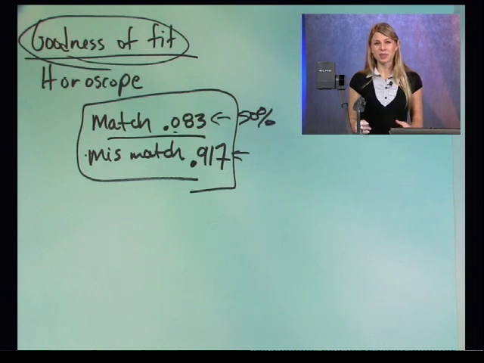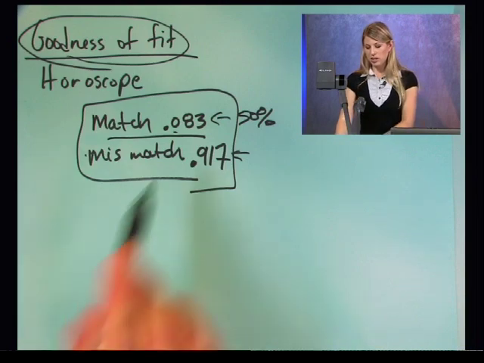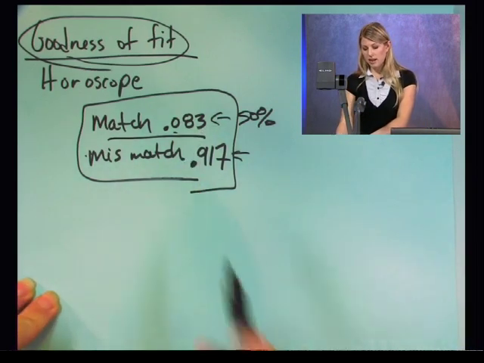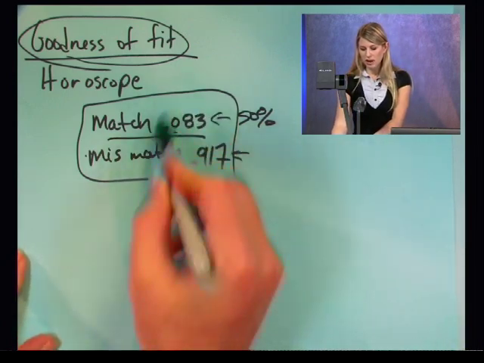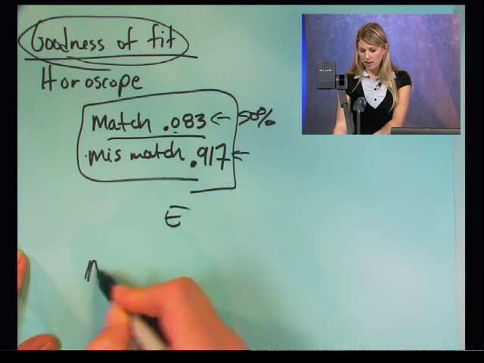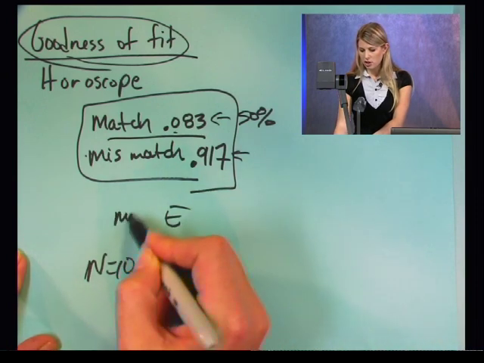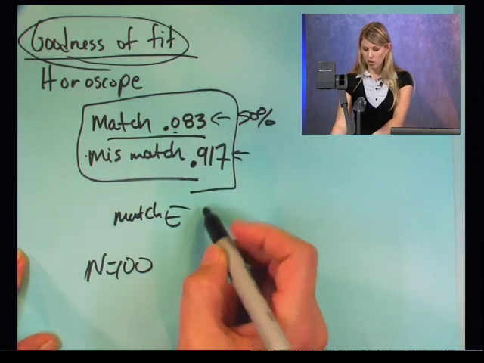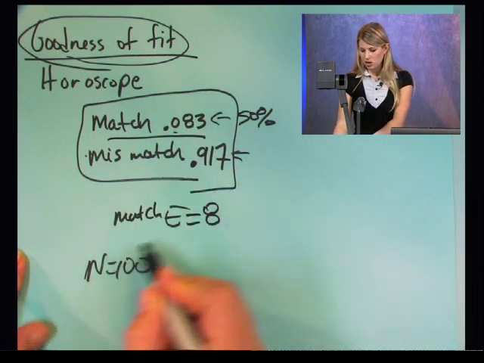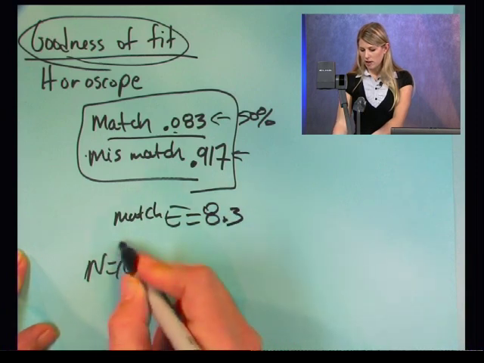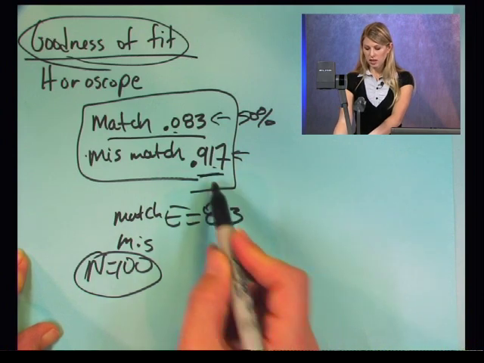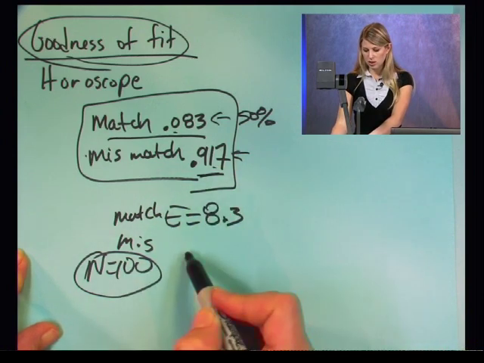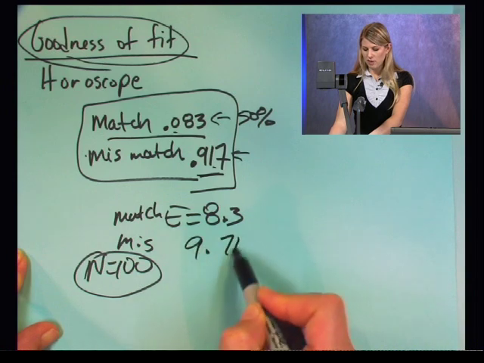I have done this several times. I haven't yet rejected the null hypothesis, testing this goodness of fit. But for this example, you would then go collect data. If you had 100 students doing this, you would expect 8 of them. Your expected value would be 8. If you had n of 100, your expected value for match would be 8% of that 100, or 8.3 students. Your expected value for mismatch of those 100 students would be the percentage expected, 0.917, times the 100, so you would expect to get 9.17.